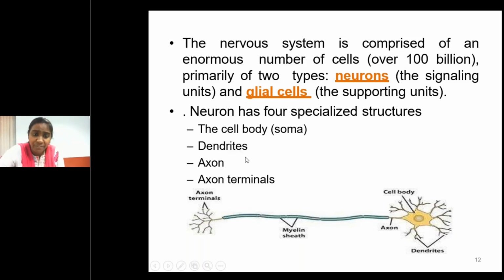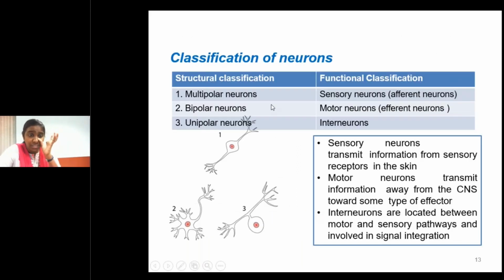The main four parts of the neuron are the cell body, where the nucleus is present; dendrites, small short structures which arise from the cell body; the axon, a long tube-like structure with a protein layer, the myelin sheath; and the next one is the axon terminals. Understood? Axon terminals.